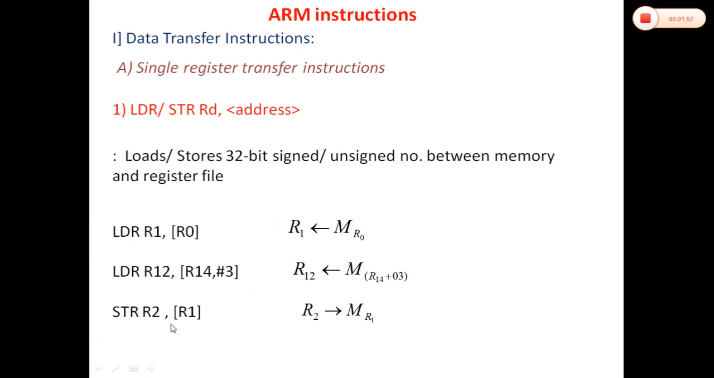These are some examples. For example, if you consider LDR R12 followed by this address. Here this is one of the registers of the register bank, and in the square bracket the memory address is specified by using one of the different addressing modes available. In this instruction, the address is generated by adding this number to the base register R14, and that works as a memory pointer. It points to a memory location, and data from the memory location is loaded into register R12. Similarly, this instruction stores the content of register R2 to the memory location pointed by the address in register R1. So R2 is transferred to the memory location pointed by R1. This instruction can transfer only one word at a time.